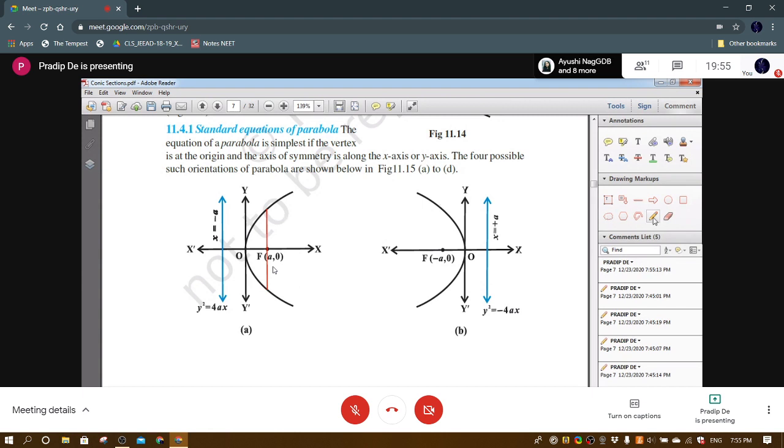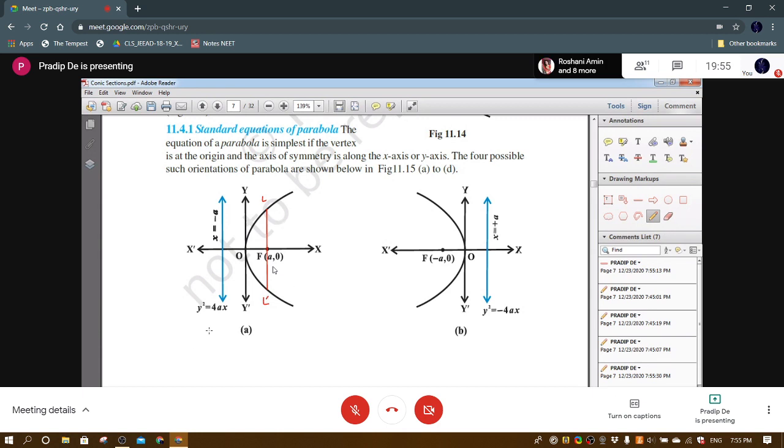Suppose this point is L. So that means the latus rectum is 4a. Yes, very good. I was about to ask you this question. What is the length of the latus rectum? Can you tell me why it is 4a?